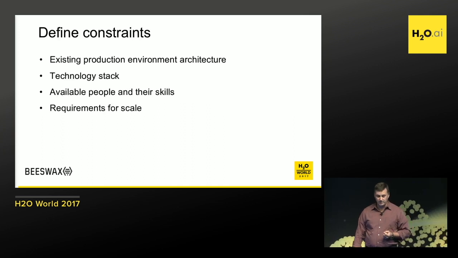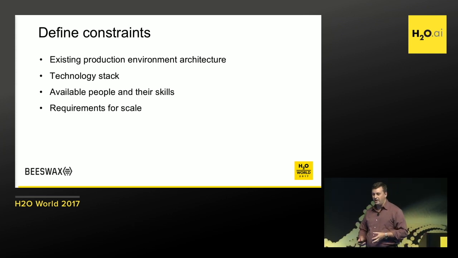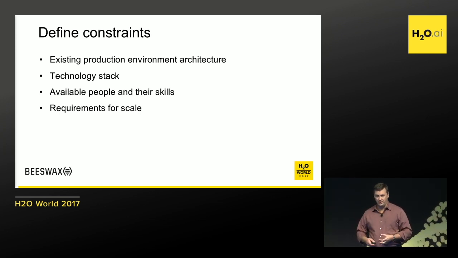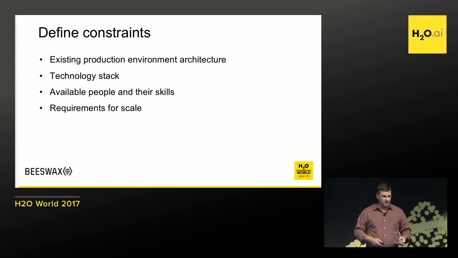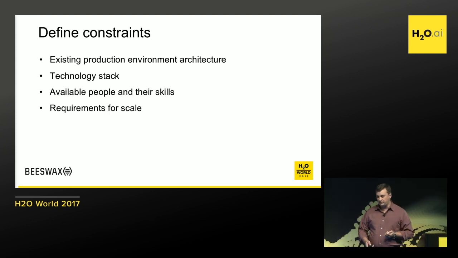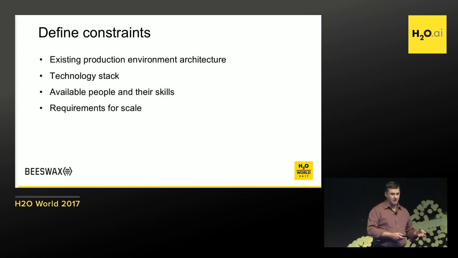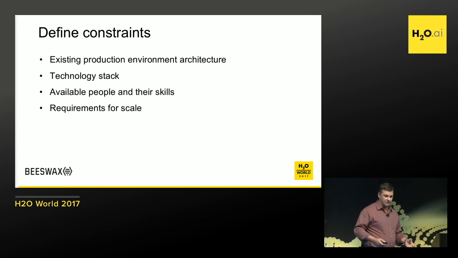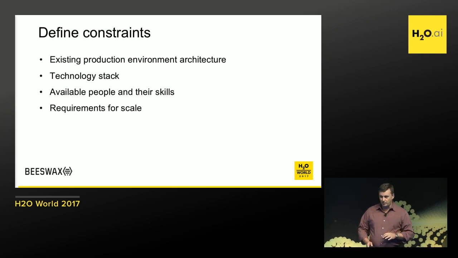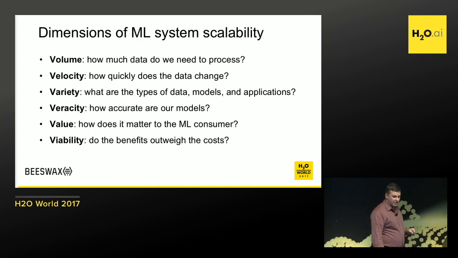And finally, what are the constraints? And constraints come from different sides. The existing production environment architecture tends to be a very strong one. Because as a data scientist, I can build a model, and then I go to engineering and say I want to put it in production, and there's this whole other universe that we have to deal with. Also, available people and their skills. So let's say the data science team is all R, your production is all Java, it would be kind of difficult to put a system together that is Python. And then there are requirements for scale. Scale is a whole separate story, and I'll spend much less time than I would like on it, but let's go quickly over this.